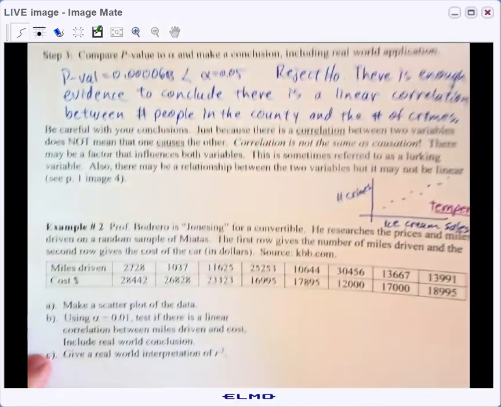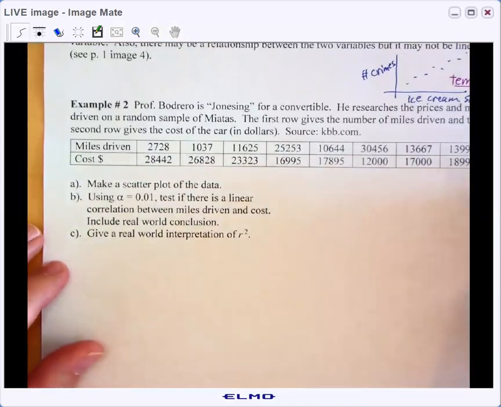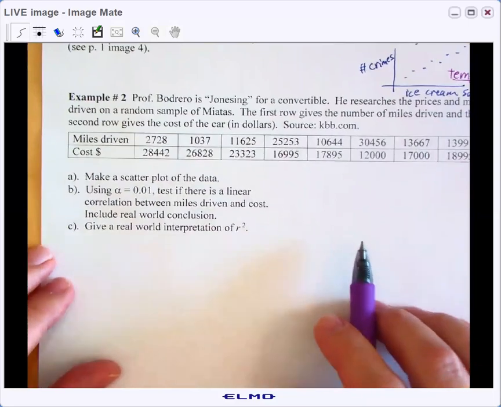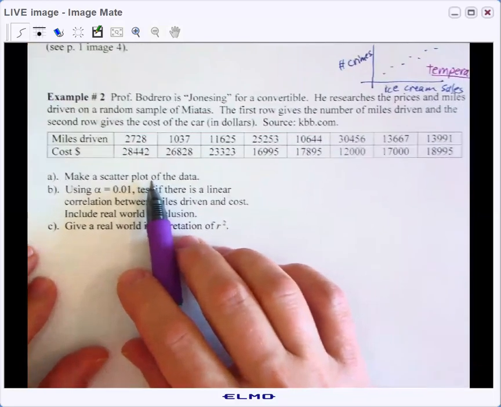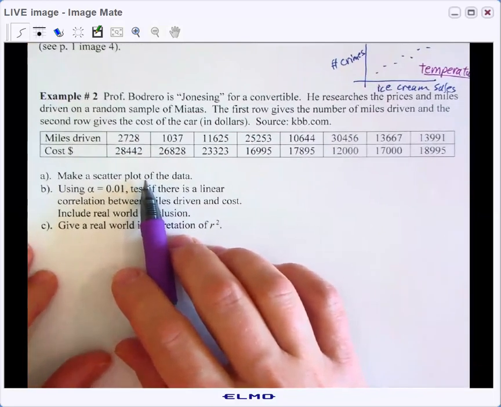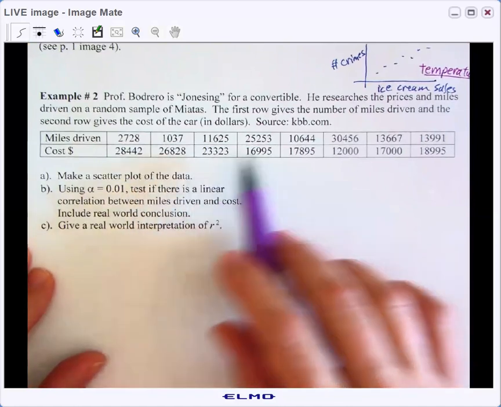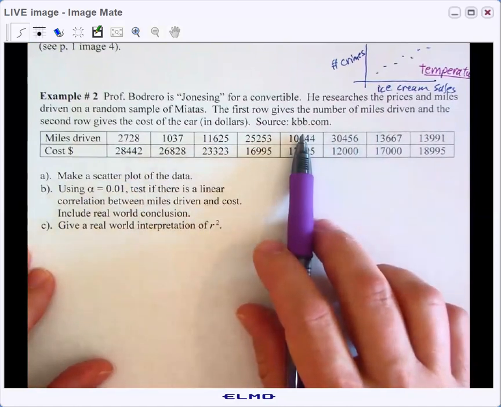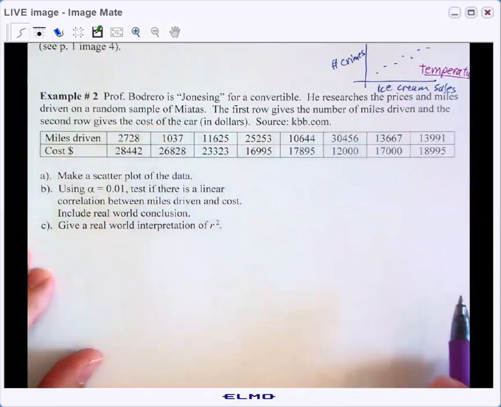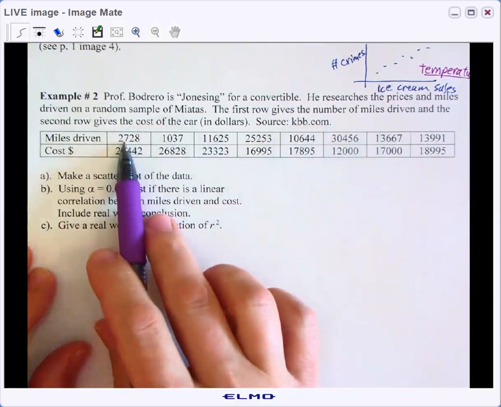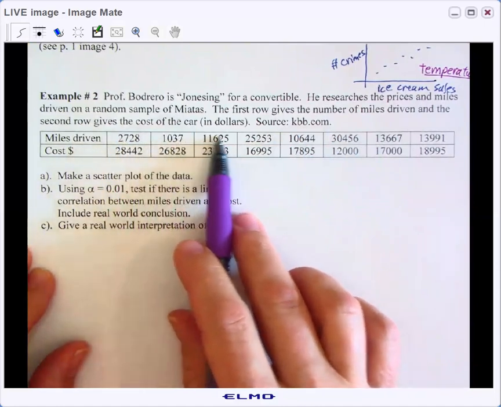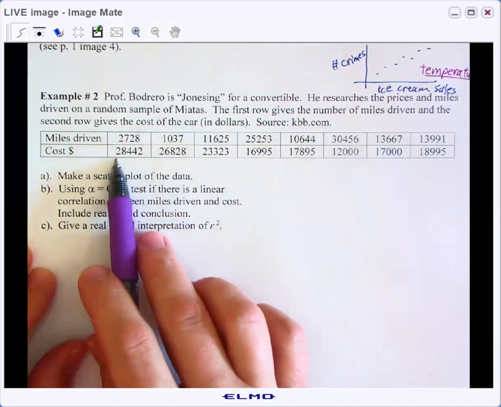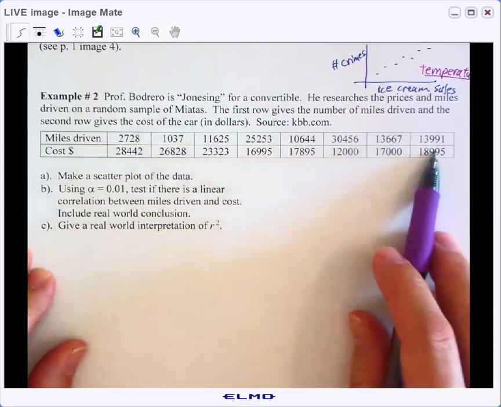So finally here, I'd like you to look at an example on your own. So take it from the top, what we've learned here. I was jonesing for a convertible car, and I did some research on kellybluebook.com and found some Mazda Miatas, because that's what teachers might be able to afford. And I found how much the used cars have been driven and how much the used cars correspondingly cost.